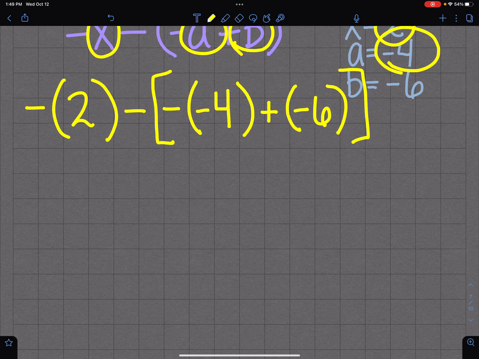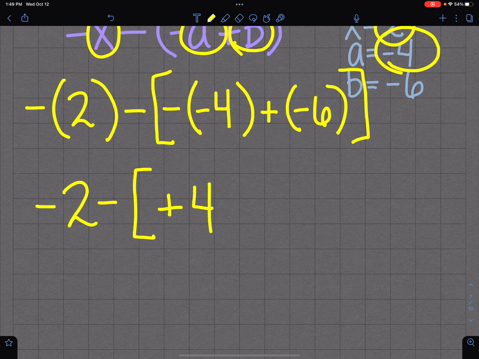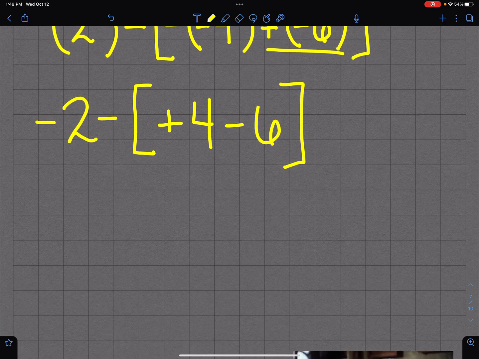Let's just start by simplifying and bringing everything else down. Negative 2 minus, I can turn this part into a positive 4. So positive 4, and I can just turn that into negative 6. That, for me, that's easier to think about. So it's basically negative 6 plus 4, which is going to be negative 2.